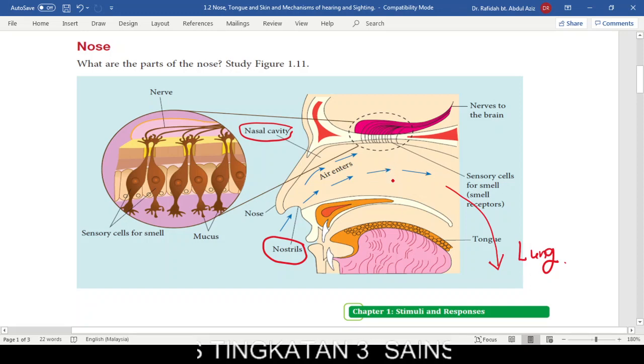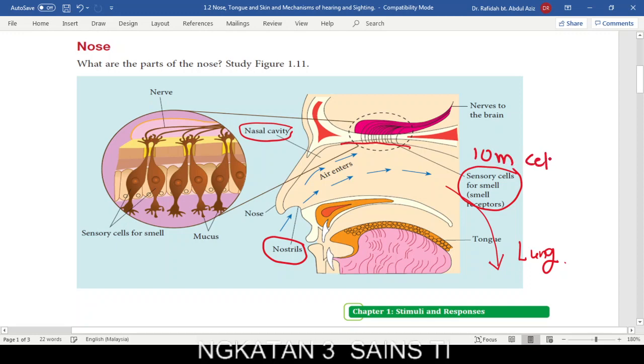The upper part of the nasal cavity consists of what we call sensory cells for smell. These sensory cells number about 10 million. Inside these sensory cells are smell receptors.